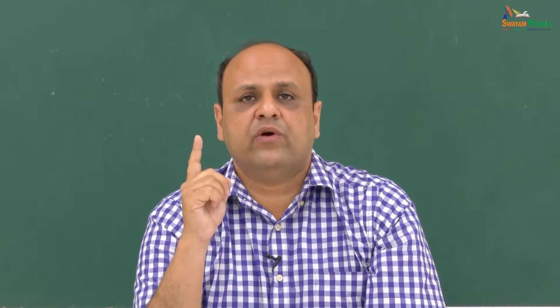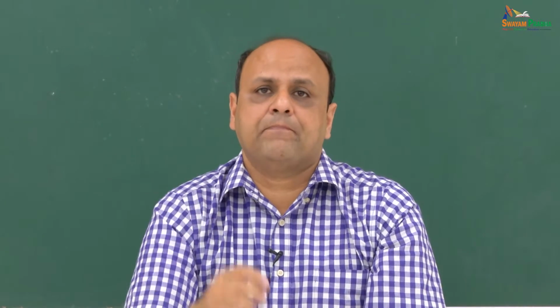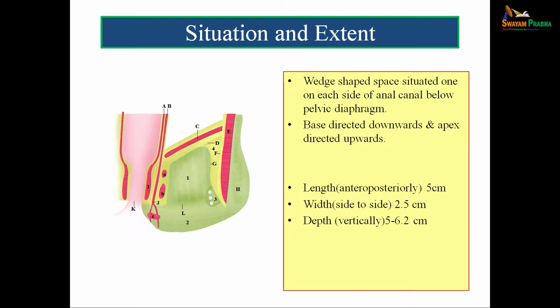So, we have described the base and the apex of the area marked by 1 in the figure, which is the ischioanal fossa. It is mostly filled with fat, though there are other contents also. We will go into detail. This ischioanal fossa has got dimensions, and those dimensions have been measured, and I will tell you why the measurements are important later on. The length of the ischioanal fossa comes out to be 5 centimeters approximately, that is the anterior posterior length. The width or the side to side length comes out to be 2.5 centimeters, while the depth of this fossa vertically is from 5 to 6.2 centimeters.